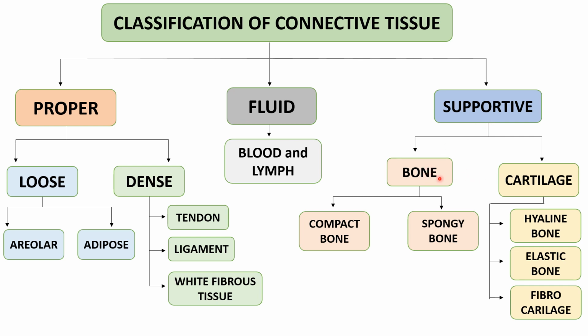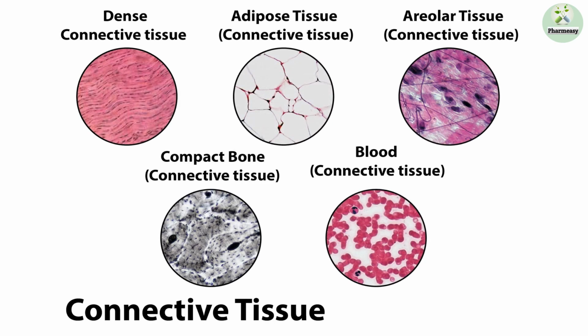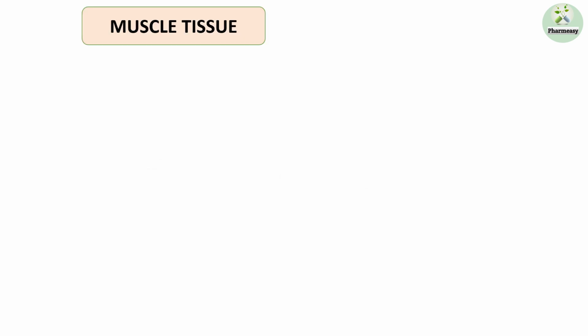Bones are hard in nature and cartilages are soft bones. Bone includes compact bones and spongy bone, and cartilage includes hyaline bone, elastic bone, and the fibrocartilage. This diagram shows some types of connective tissue such as dense connective tissue, adipose tissue, areolar tissue, compact bone, and blood.